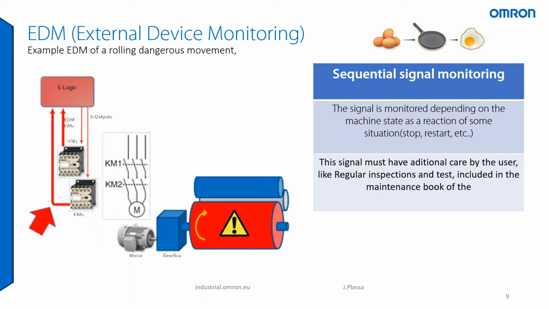In this example, we are also looking at external device monitoring indirect, but in this case, we are looking for a sequence. So once we are switching off these contactors, we are waiting for a while until we have the feedback of the signals. So this is a sequence. First switch off, after that switching on. Sequential indirect monitoring.